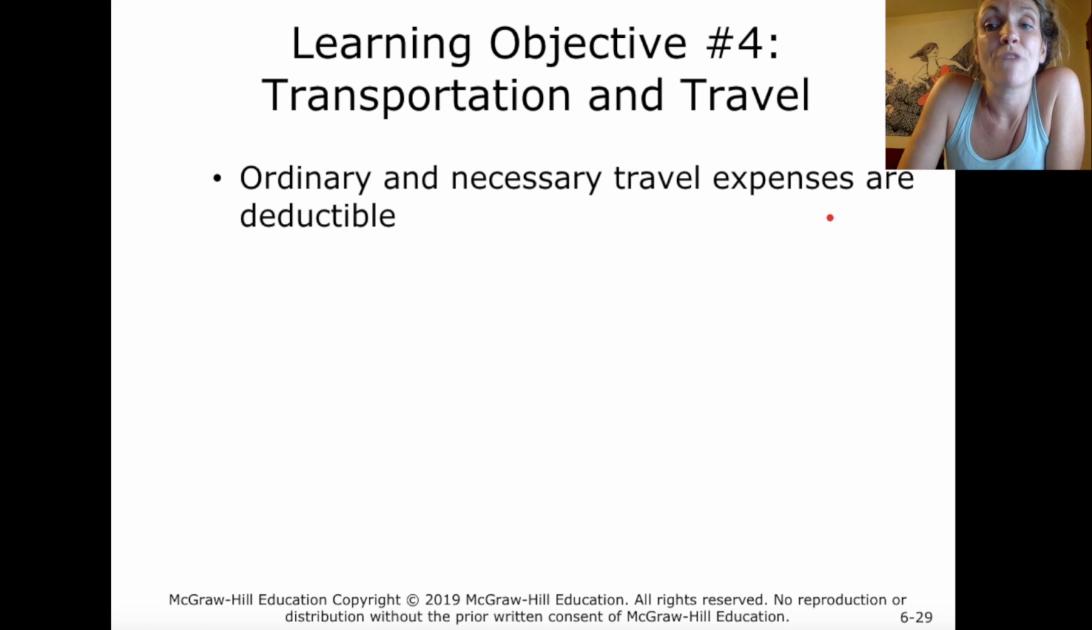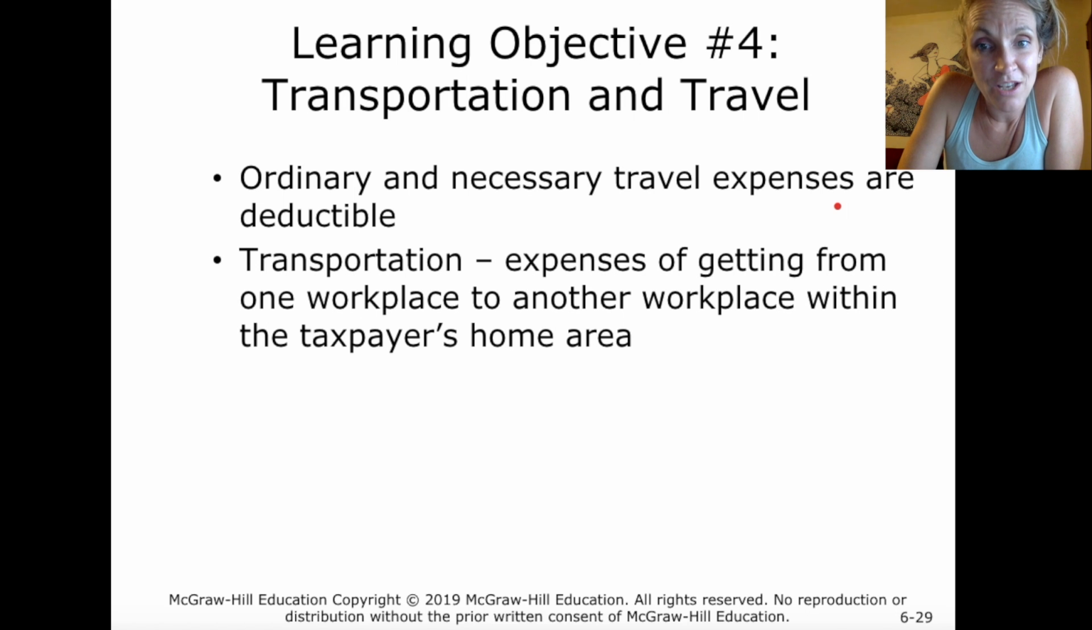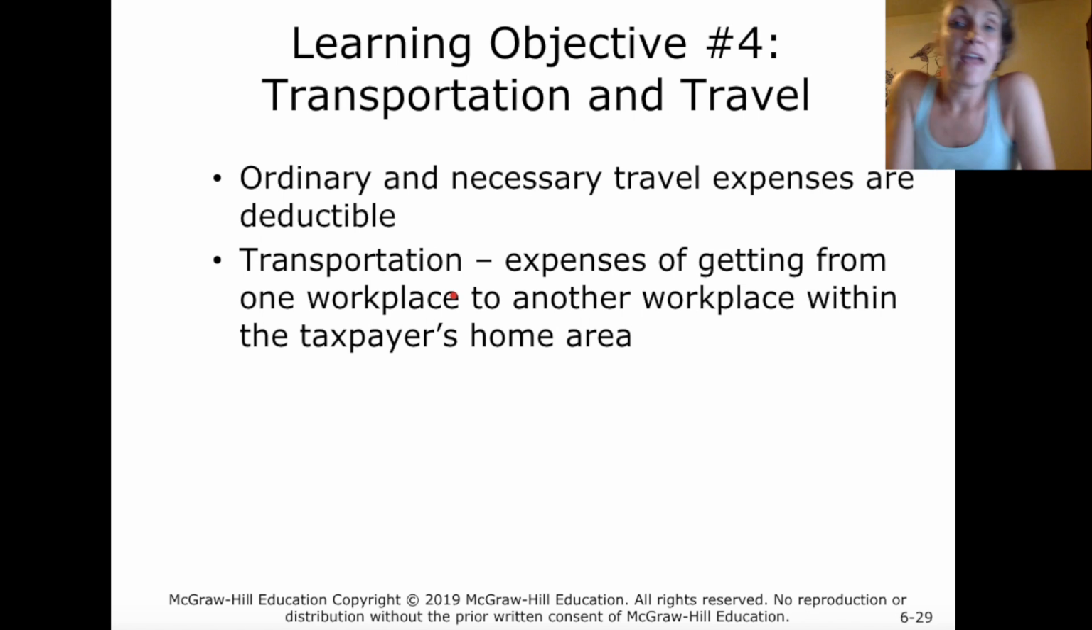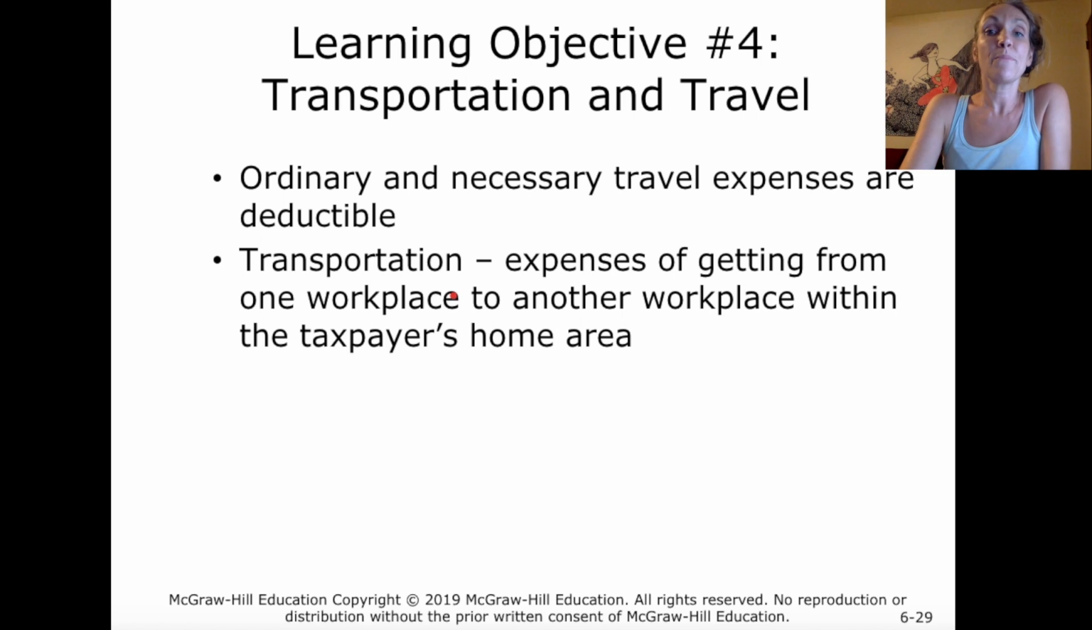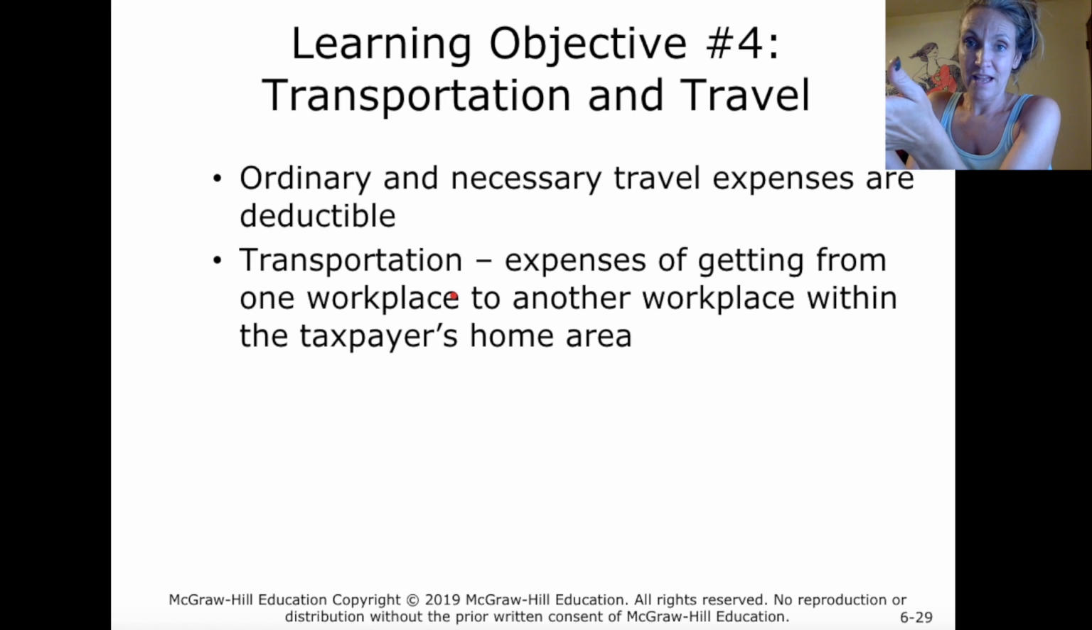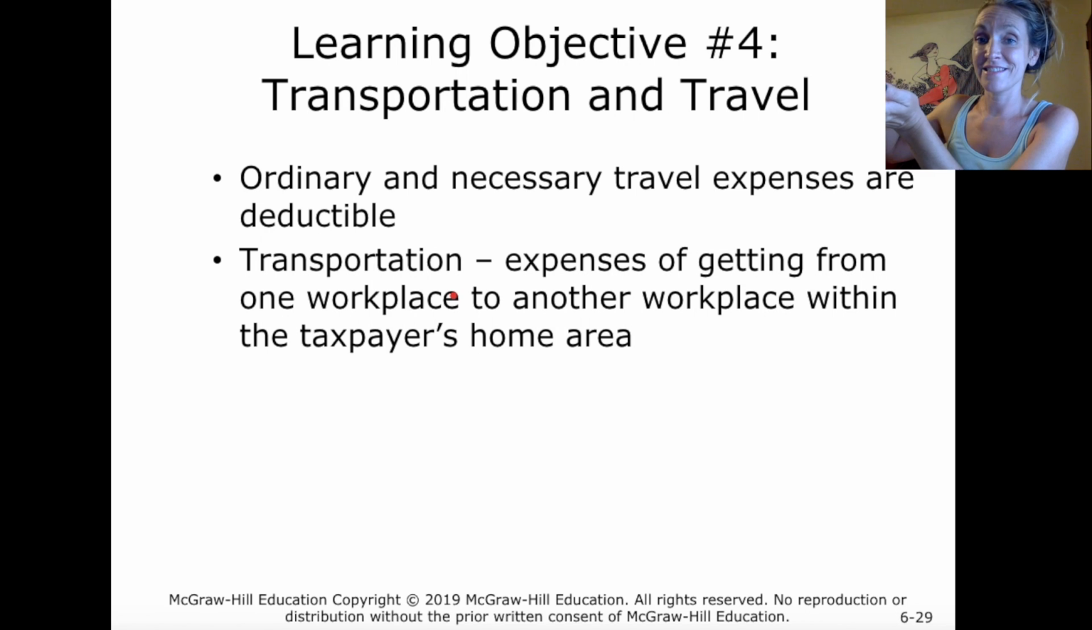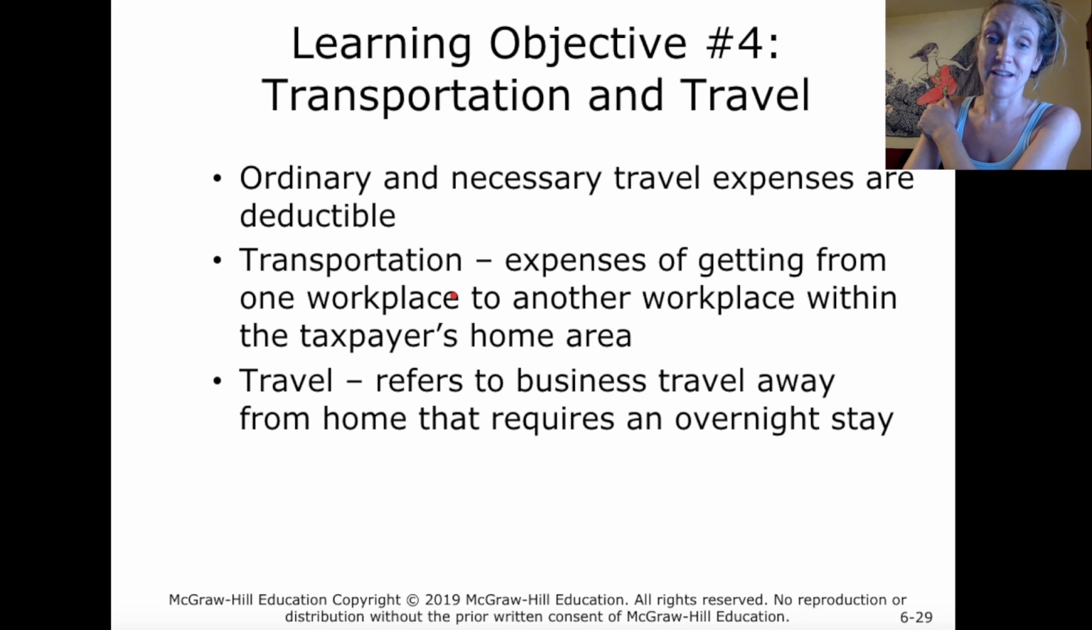So ordinary and necessary travel expenses are deductible. Transportation is the expense of getting from one workplace to another within the taxpayer's home area. If you have a home office as a self-employed person and you work from home, then any trip where you're driving to a business location is deductible. What's not deductible is commuting. So if you're driving from your home to your business location to start your business day, that's considered commuting. From your business location, if you drive somewhere for business, that's business related and deductible.